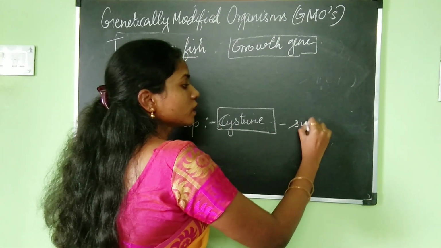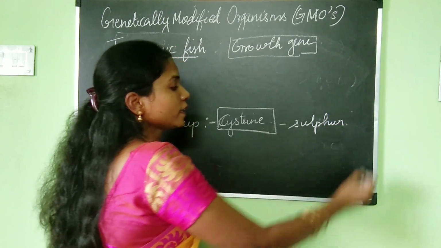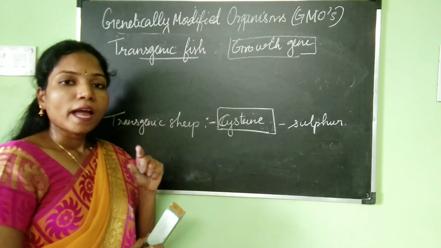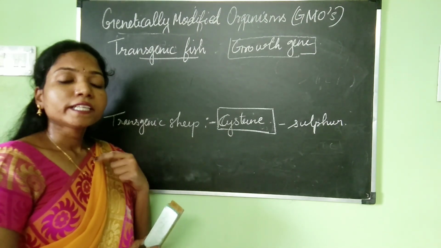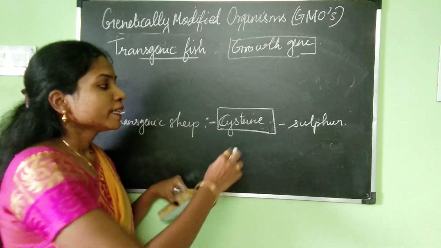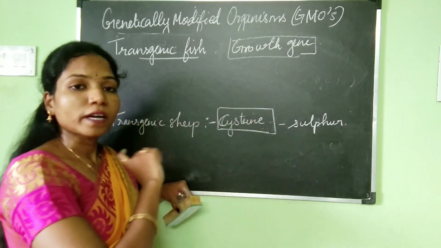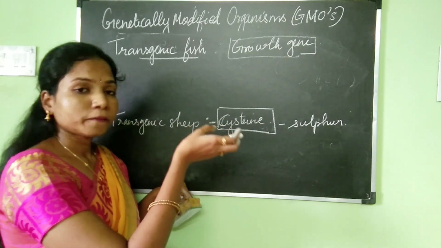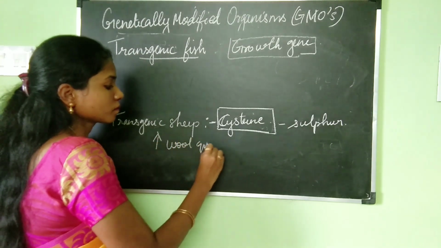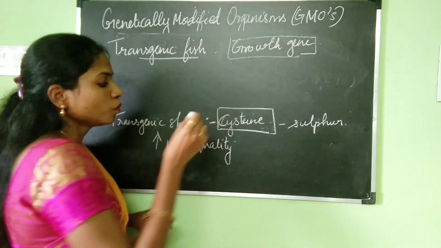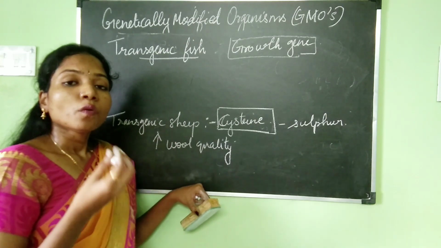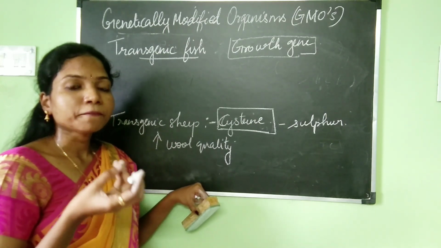So what is cysteine? Cysteine is a sulfur containing amino acid. Actually, when sulfur is added, it gives a very good wool quality. So the wool quality will be improved when cysteine is added because it is a sulfur containing amino acid, and the presence of sulfur will improve the wool quality. The wool obtained from the transgenic sheep, which has the cysteine, will be very lustrous and very fine wool.